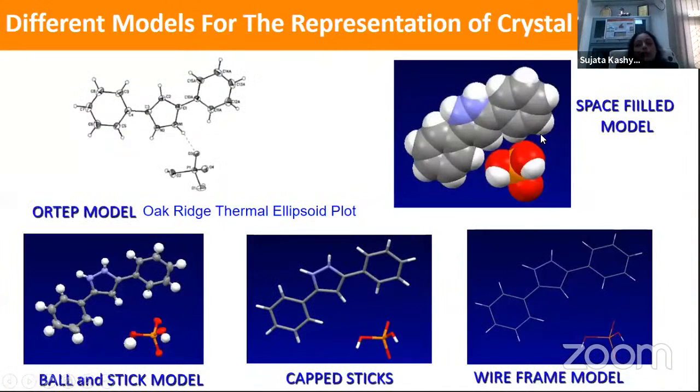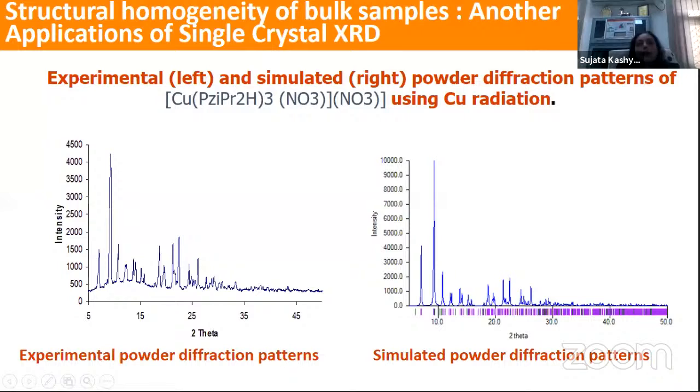Now, with the help of Mercury software, we can generate a powder XRD pattern for a single crystal also. This is the simulated powder XRD pattern, and from our sample we get this powder XRD pattern experimentally. When we compare these two, the simulated one and the experimental one, then we can say about the structural homogeneity of our bulk sample. A homogeneous compound is there in our system when we compare the experimental powder XRD data with that generated or simulated through the Mercury software. This is an example of Mercury software.